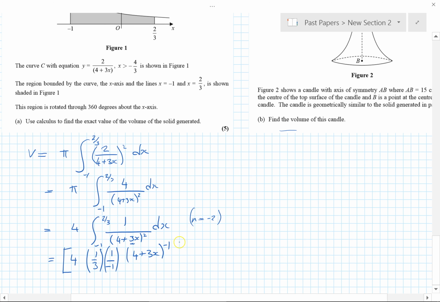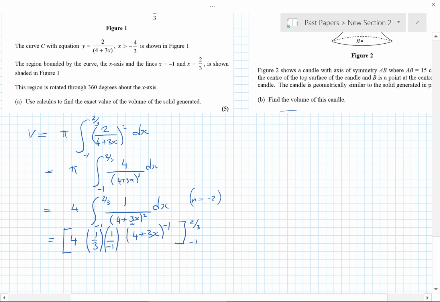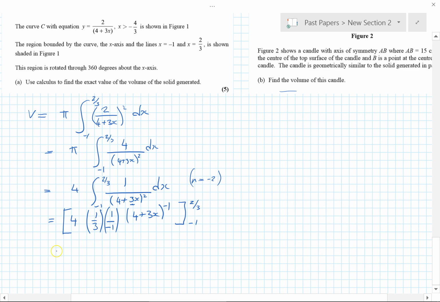Between the limits 2/3 and minus 1. Okay, it's reverse chain rule. You can check by differentiating, because we know we're going to have to add 1 to the power. So you can check when we get our final answer. We better tidy that up before we integrate.